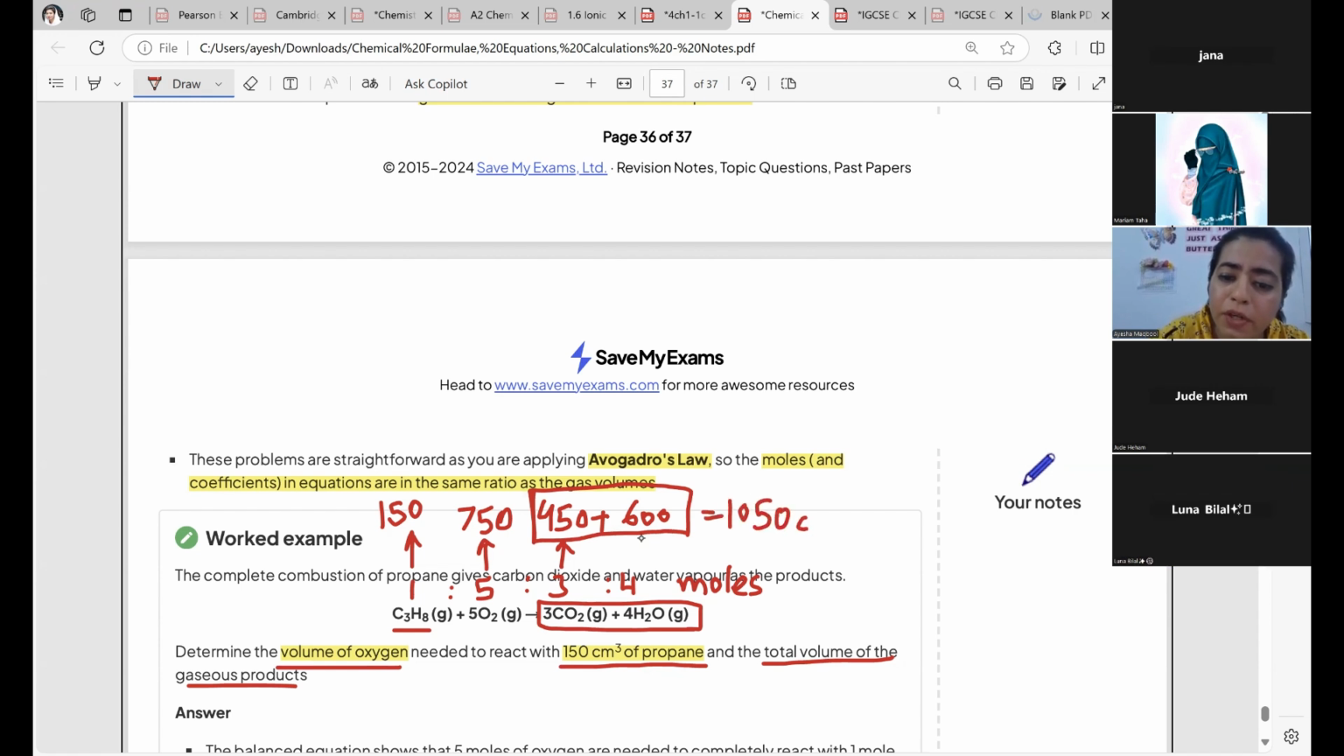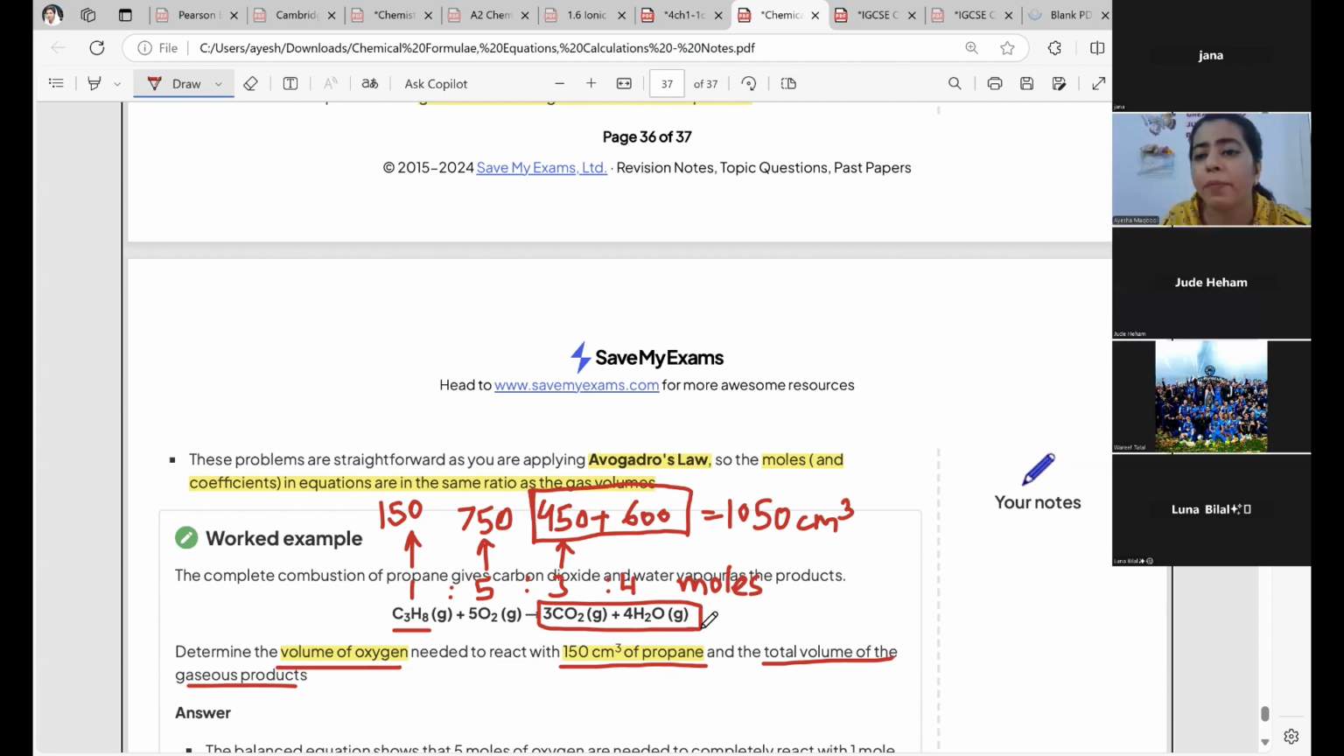1050, same unit, cm cube. That's it. So this is the easiest question as well. Here they are just telling you one of the volumes and you can easily find the volume of other reactants and products.